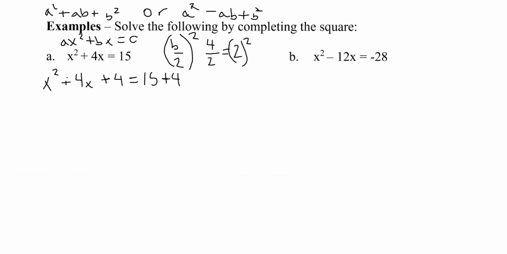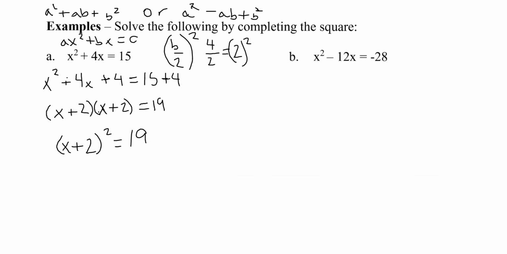factor the left-hand side. X squared plus 4x plus 4 will factor to x plus 2 times x plus 2. And it's going to equal 19. X plus 2 times x plus 2 is the same as x plus 2 squared equals 19. And the nice thing here is we've done the square root principle.